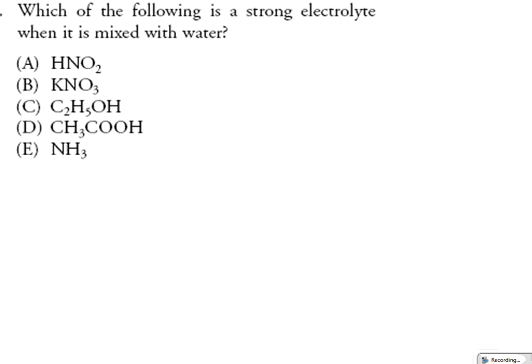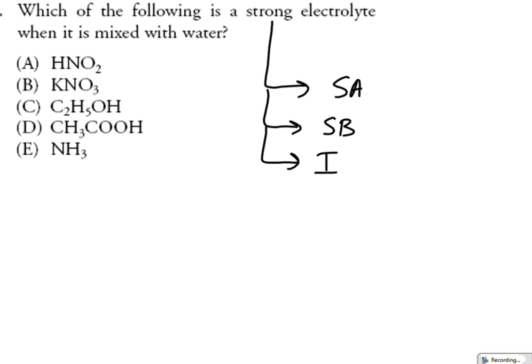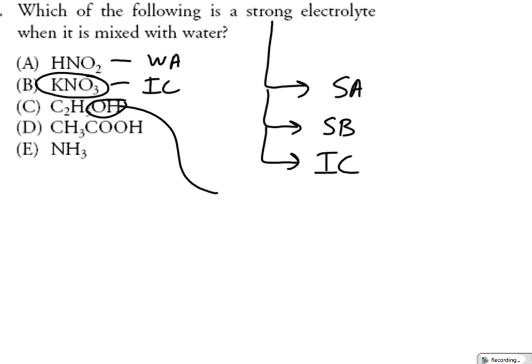Next. Which of the following is a strong electrolyte? Remember, there's 3 kinds of strong electrolytes: strong acids, strong bases, and ionic compounds. So when I go over here, I classify this. This is a weak acid. This is an ionic compound, so therefore that is the correct answer. This is a trick. That's an alcohol. It's actually a non-electrolyte.